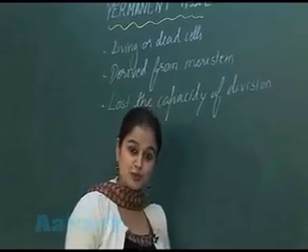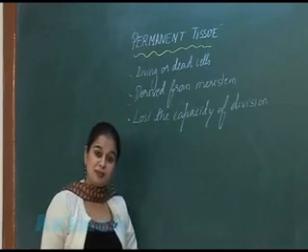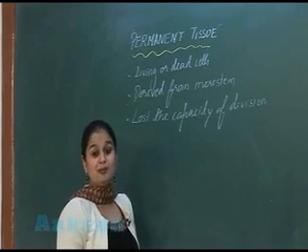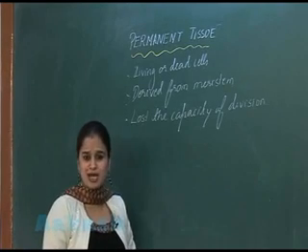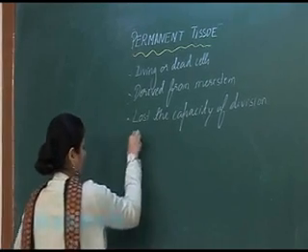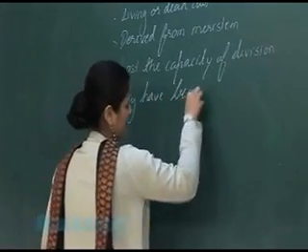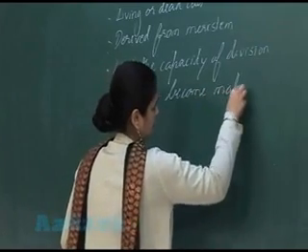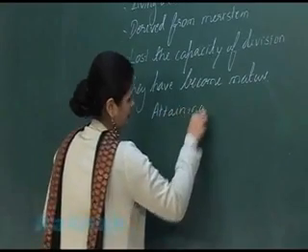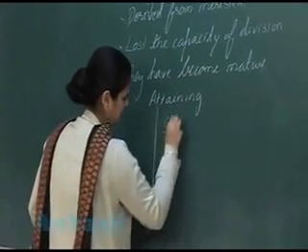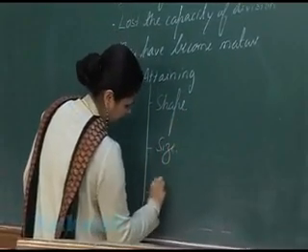The permanent tissue is also known as mature tissue. Now the cells of the permanent tissue have become mature, they have attained a definite shape, size as well as function. They have become mature, attaining definite shape, size and function.